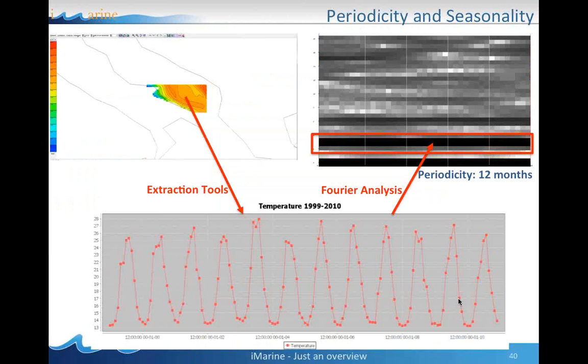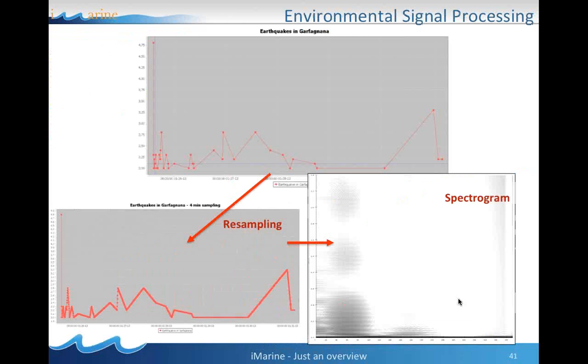Going next, the same goes for signal processing applied to geospatial data, because we can apply several methods to extract the trend in time of a certain environmental parameter like temperature, and by means of Fourier analysis we can extract the hidden periodicity in the signal. The same is true for non-uniformly sampled signals, like the reports of earthquakes, in which we have facilities to resample the signal and then retrace the spectrogram in order to detect the hidden periodic phenomena in this signal.